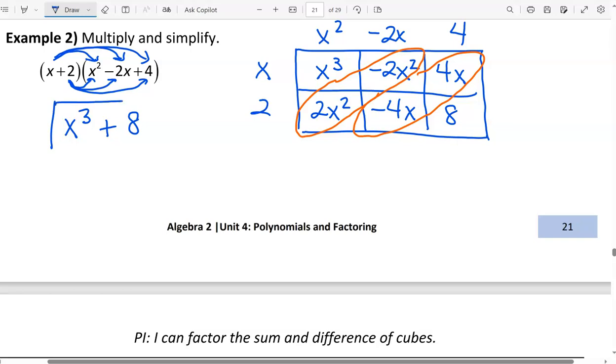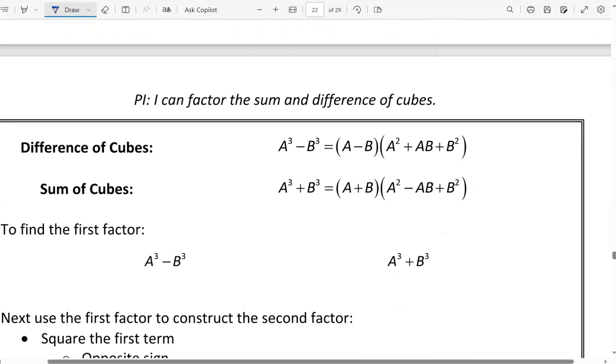So the product of these two factors is a very special type of binomial. It is the sum, meaning addition, of 2 cubes. So it's actually x cubed plus 2 cubed. And the sum of 2 cubes and the difference of 2 cubes are always going to be factorable when we find those in polynomial form.